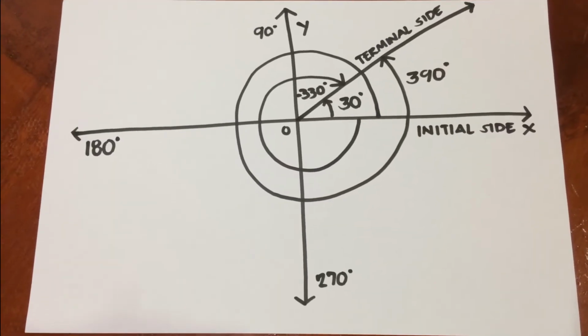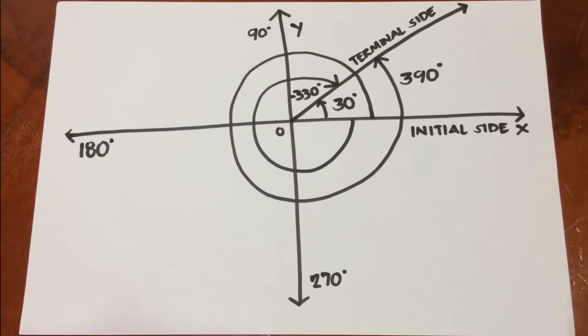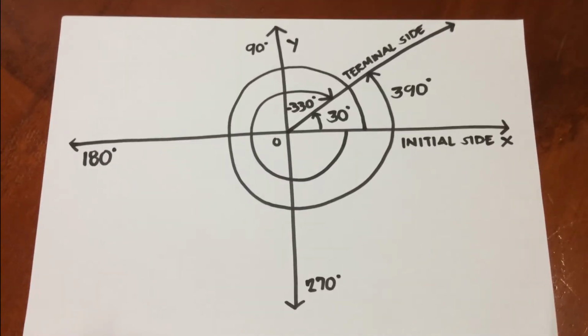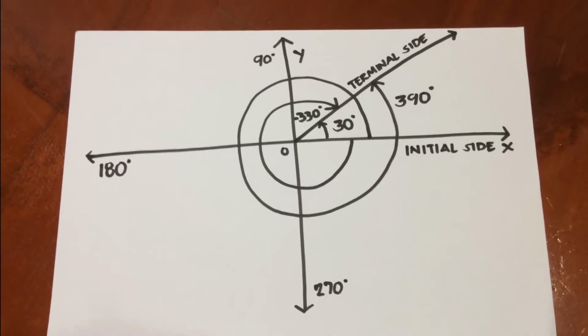To find a positive and negative angle coterminal with a given angle, you can add and subtract 360 degrees.